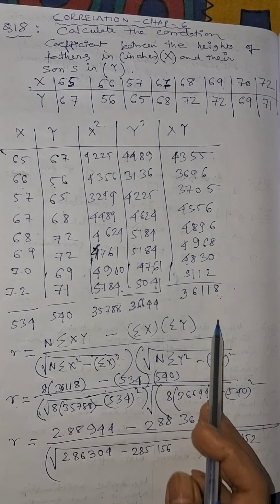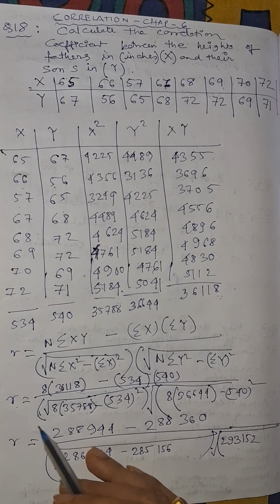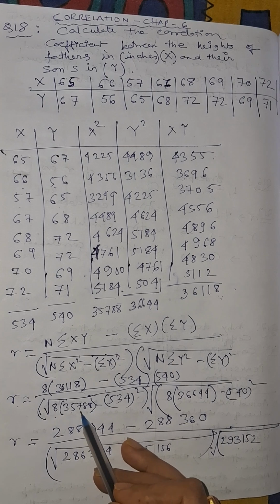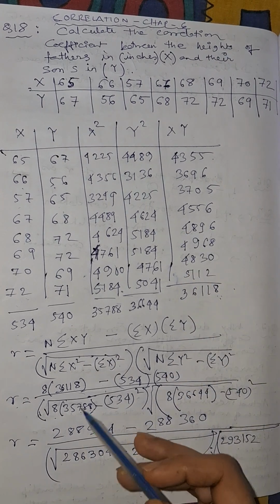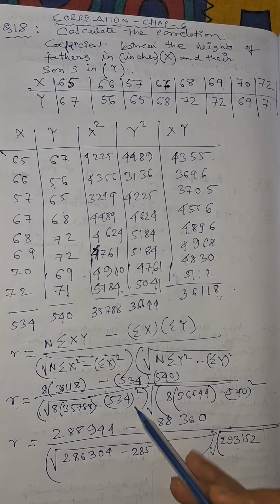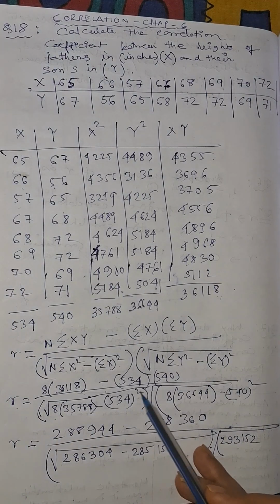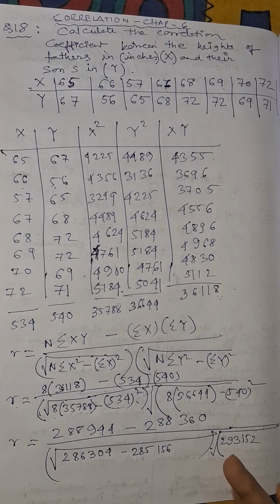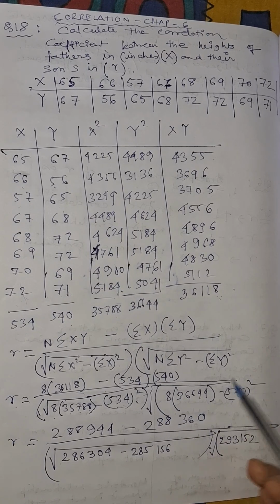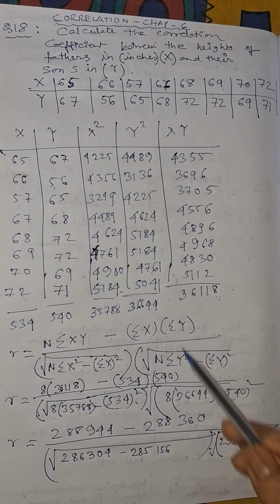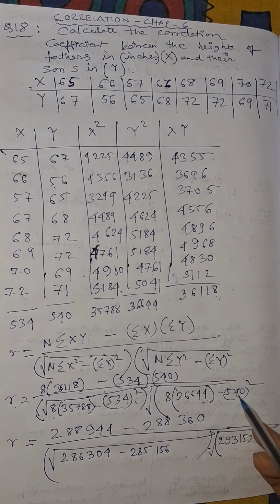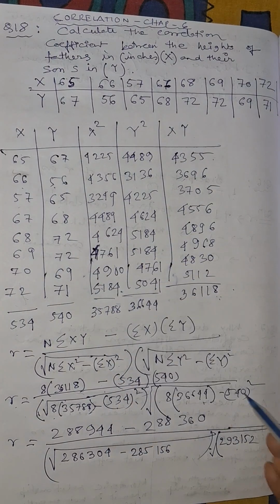So we put all the values of r. We get 8 into 36118 minus 534 into 540, divided by root over of n, which is 8, into 35788, which is summation x square, minus 534, which is summation of x the whole square, then into root over of 8 into 36644, which is summation of y square, minus 540, which is summation of y the whole square.